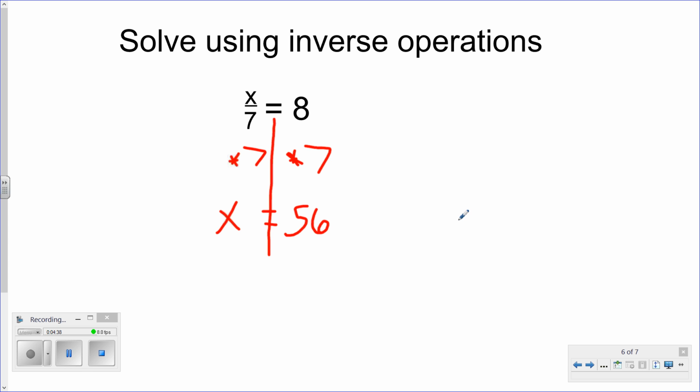Let's test that and see if it's true. Put 56 back in place of x. 56 divided by 7 equals 8. Let's see if that's true. 56 divided by 7 is 8. So I know that 56 is the solution to this equation.